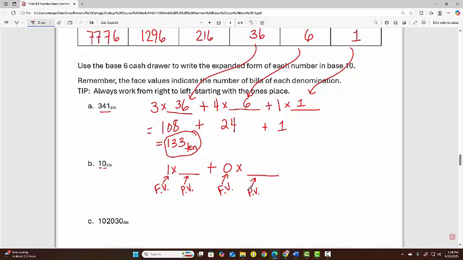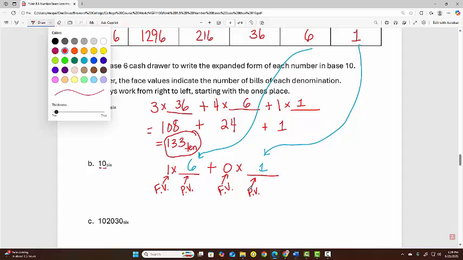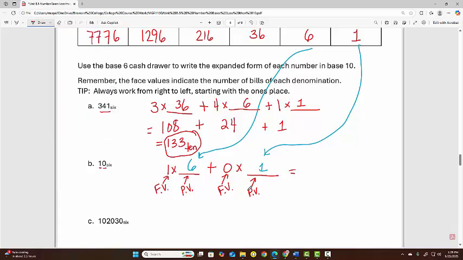As far as filling in the place values, remember again, we always start farthest to the right. So I am going to start with always a 1 here. And then this one is just 1 over from that, which is 6, and we're done because we only have a 2-digit number. So we're going to get 1 times 6 is 6, plus 0 times 1 is 0, so we get 6 in base 10.